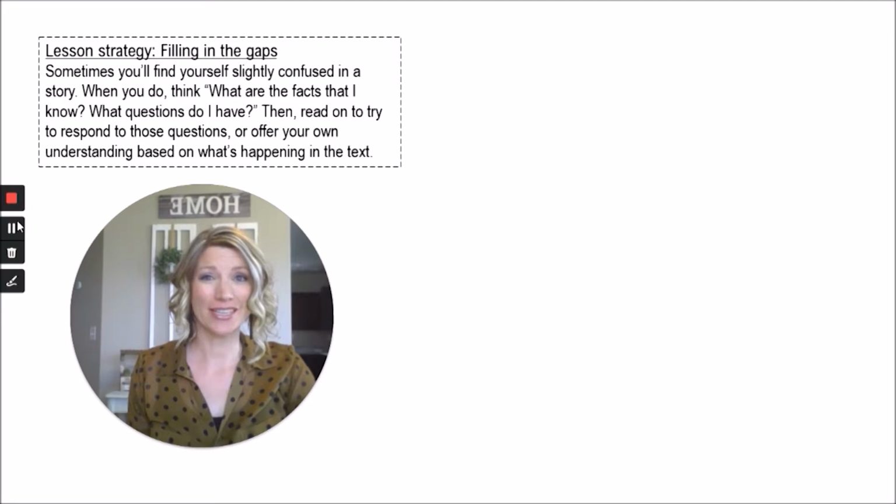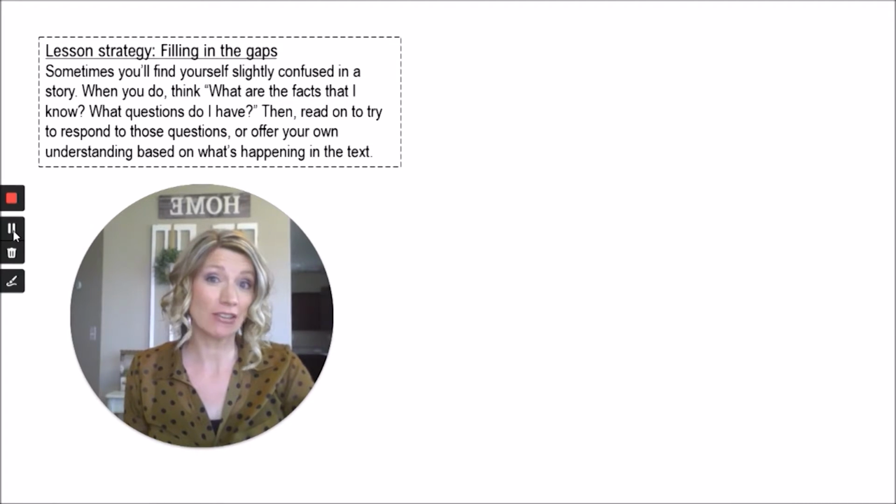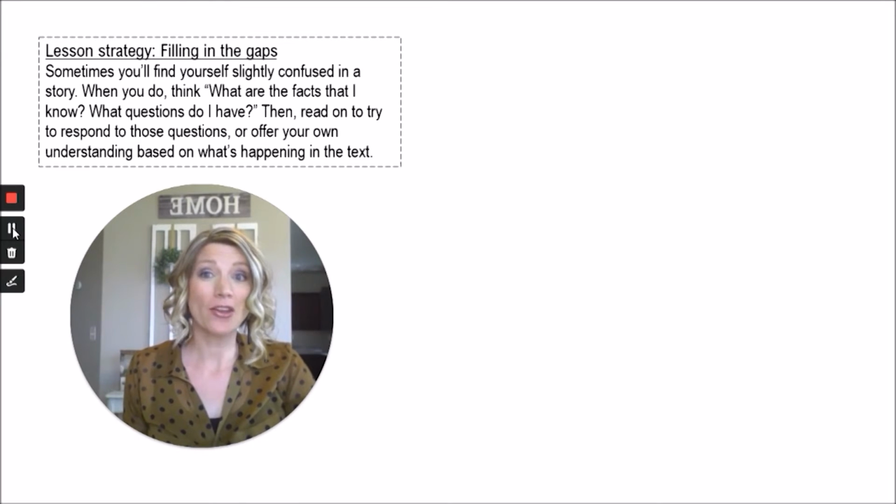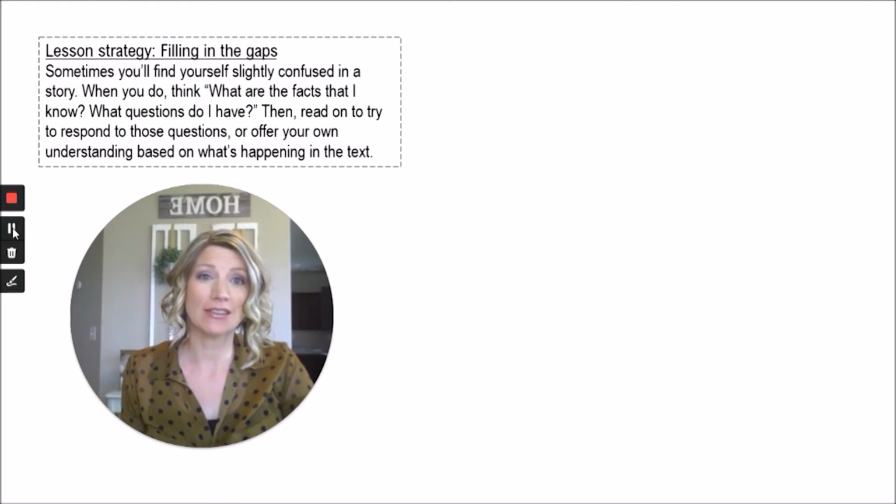The focus of today's lesson is to identify the characters, setting, and plot of the story. While we read today, I'm going to stop when I find myself slightly confused, and we're going to use the strategy filling in the gaps. I will model by asking, what are the facts I know? What questions do I have? Then, when I read on, I will try to find the response to those questions or even offer my own understanding based on what's happening in the text.